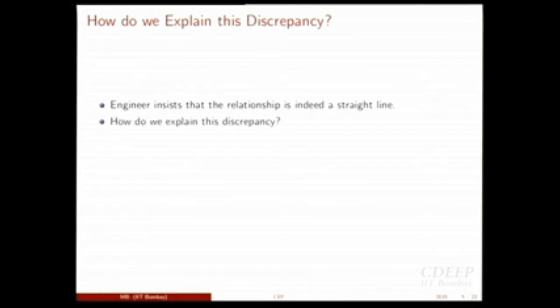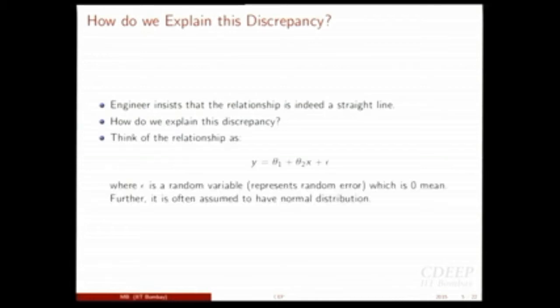So as a mathematician or an engineer, the question for us is how do we explain this discrepancy? That person says it has to be a straight line. We say okay, I cannot fit a straight line which passes through all the points. So that's where we bring in this error term. The relationship is really a straight line plus an error term, and now we start making assumptions on this error term. We say it's a random variable. Random variable means it's a variable whose value you cannot predict. It keeps on changing every time you do an experiment.